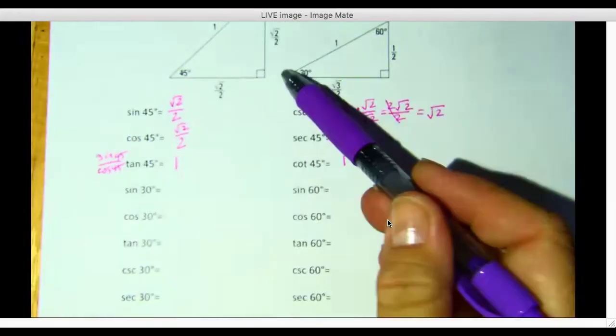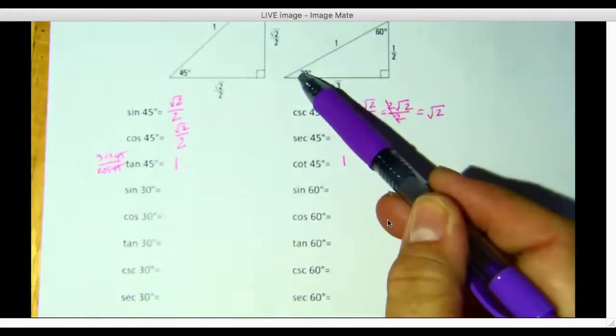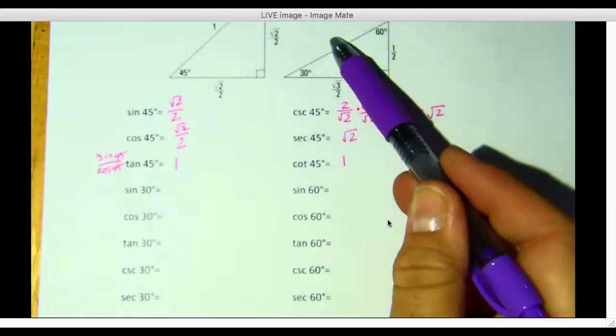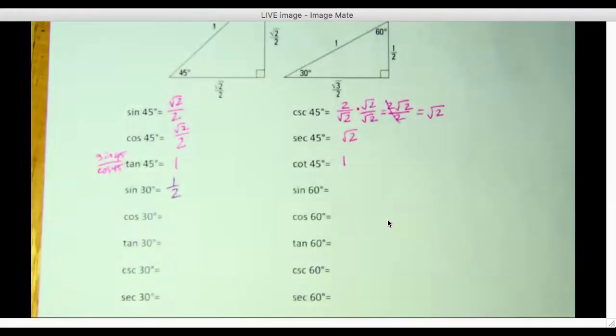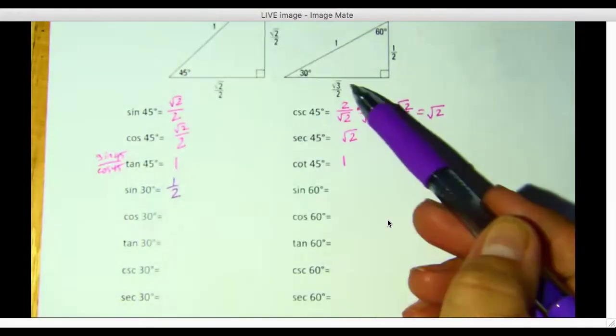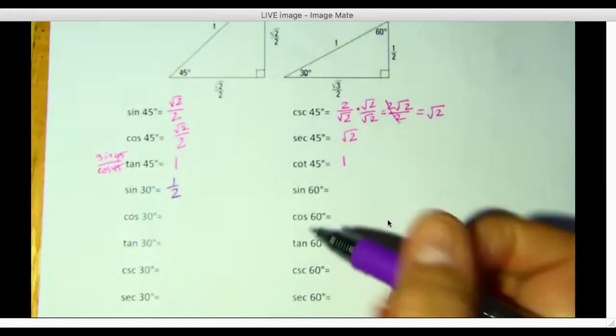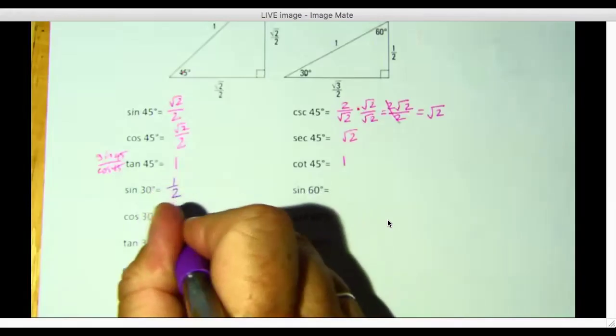Sine of 30 degrees, if I'm taking sine of 30, that would be the opposite over the hypotenuse, so 1/2 over 1, that would be 1/2. Cosine of 30 degrees is the adjacent over the hypotenuse, so root 3 over 2.